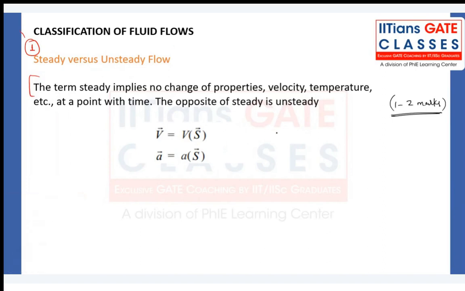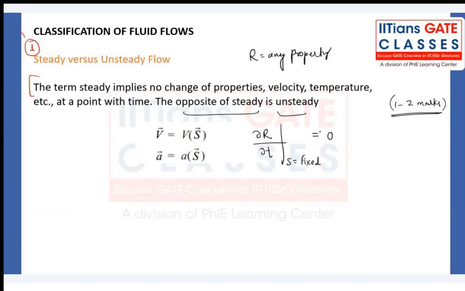And the opposite of steady is unsteady. Now, that means for any property, let me say r, dou r by dou t at a fixed position will be zero. We have to fix the position, guys. We have to fix the position, right? And if dou r by dou t is not equal to zero, this is the unsteady flow.